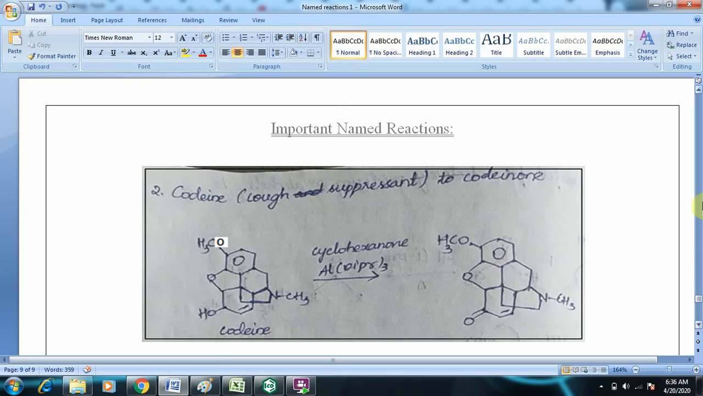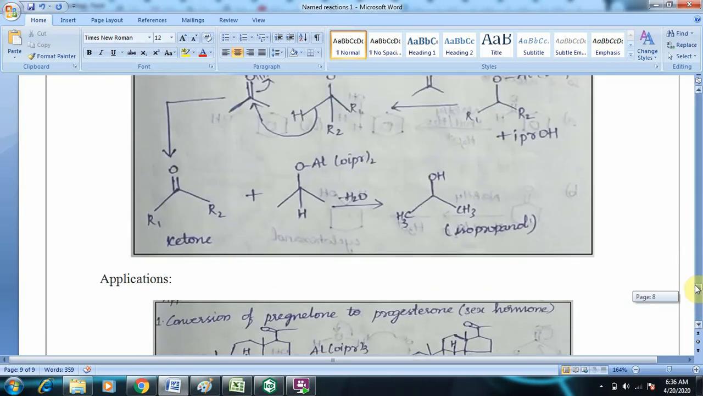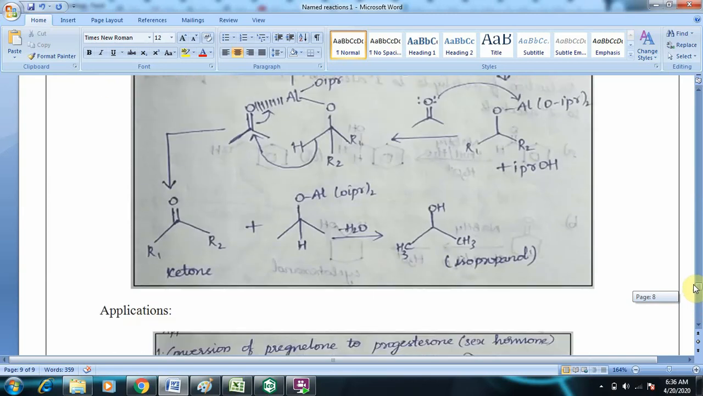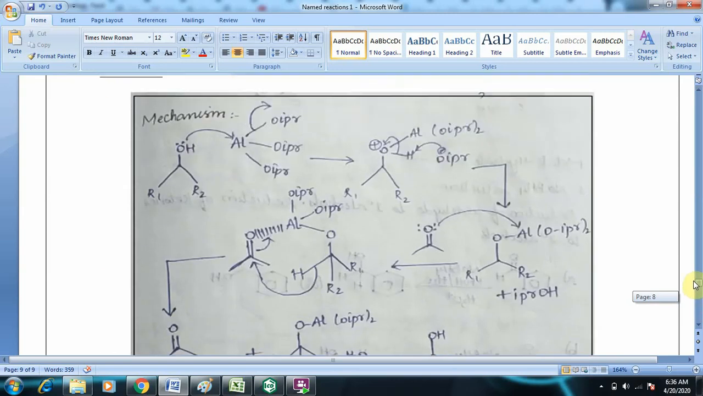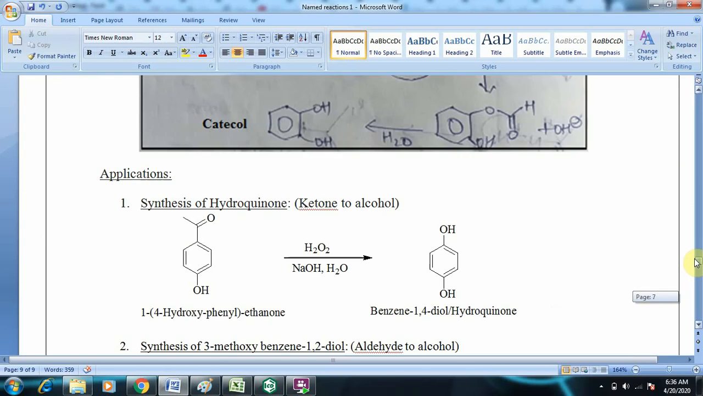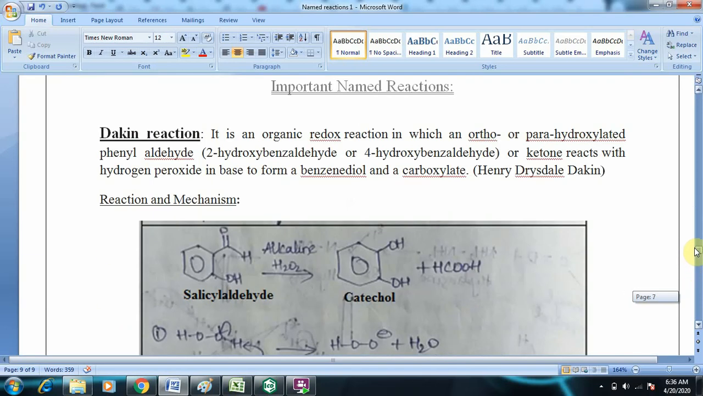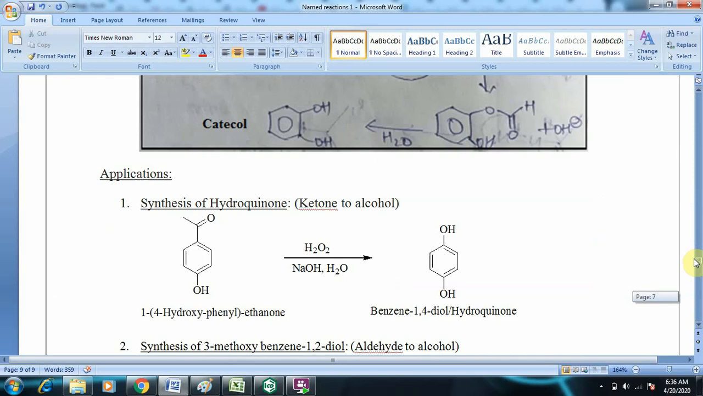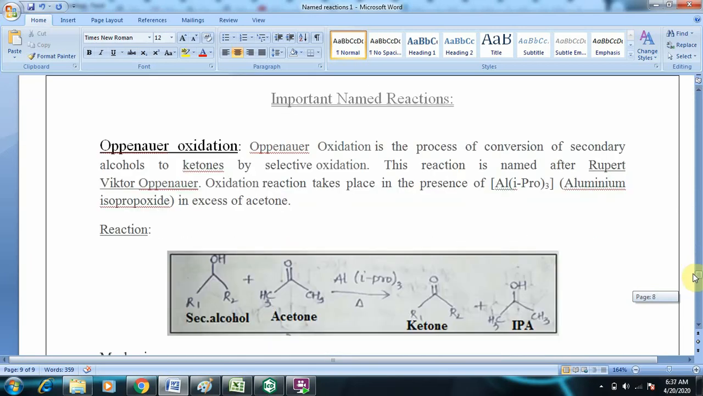So coming to the mechanisms, stop and watch the mechanisms. When I have explained them 2 or 3 times, it will be very clear. If you do not understand, then just revert back to me and I'll clear your doubts. So this finishes off the Dakin reaction as well as the Oppenauer oxidation.